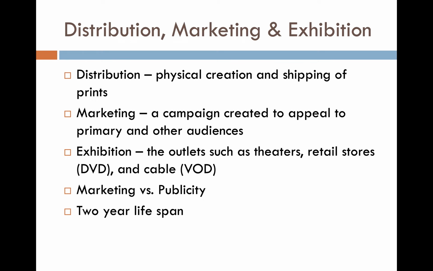Distribution, marketing, and exhibition. Distribution is the physical creation and shipping of the prints. Your film's done, you want to distribute it, you want to get it out to the viewing public. Marketing is a campaign created to appeal to primary and other audiences. So you're going to create a marketing campaign that supports the film that you made. And there are many outlets that you can get your film seen in, such as theaters, stores, DVD, cable, streaming, social media. And this is going to be over a 2-year lifespan, typically.